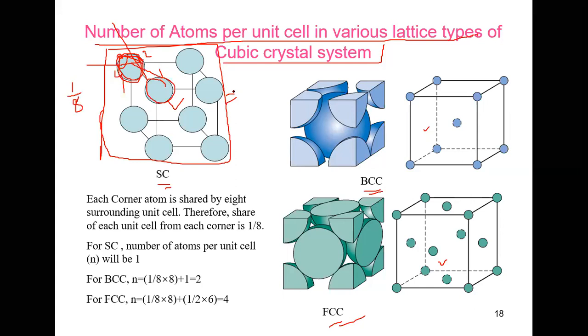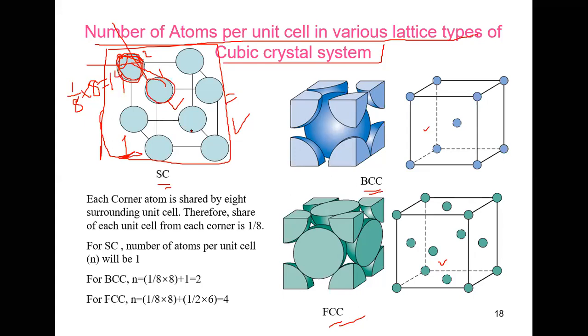And as we know, the space lattice has identical positions, so all 8 atoms will have a similar status. So the number of atoms in this case is 1 by 8 multiplied by 8, which is 1. So the number of atoms per unit cell in the case of simple cubic crystal is basically 1. Although it appears that the number of atoms is 8, if you consider the sharing, which you have to consider, the number of atoms will be 1.